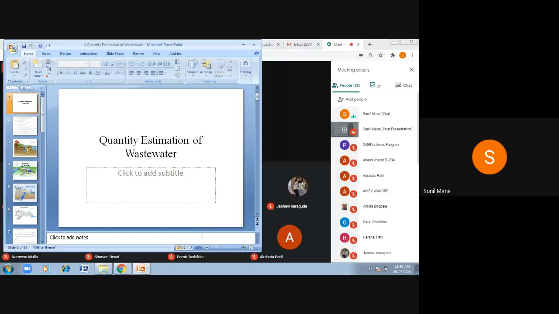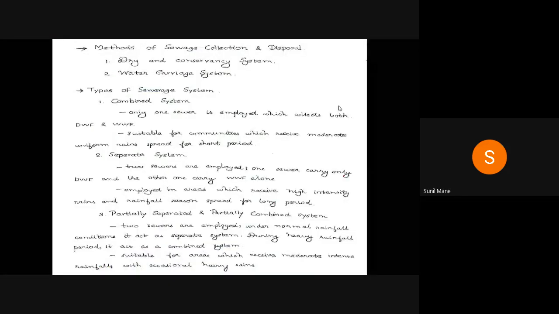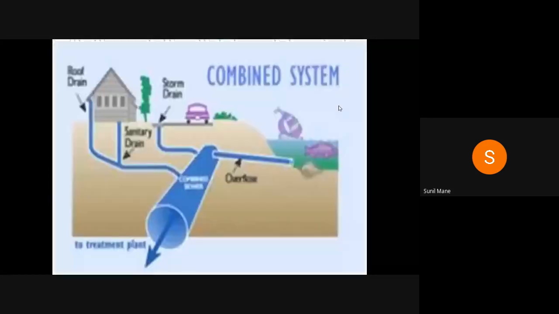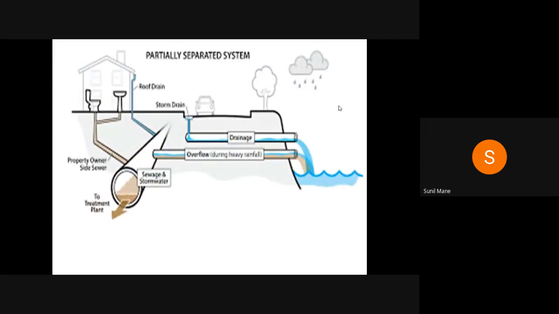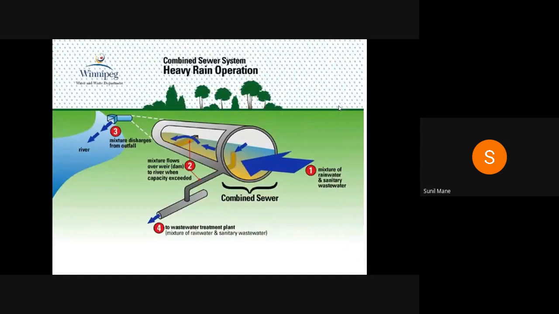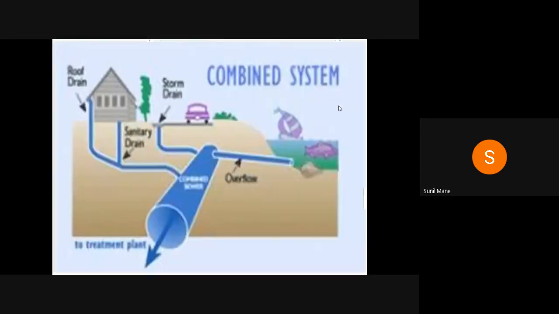So what we have gone through today is understanding the details of the various conservation systems. The various systems are the separate system, the combined system, and the partially combined or partially separate system. So these are the various systems we have, and they can be used for collection of the wastewater, right? Again, as civil engineers, we have to see how that wastewater can be collected.